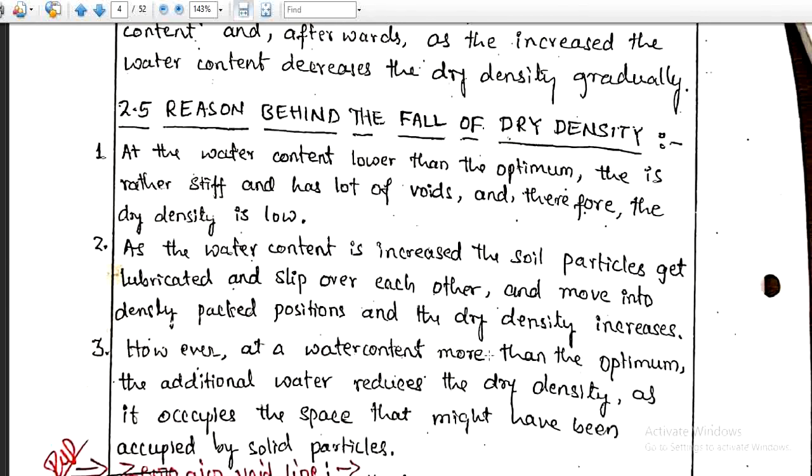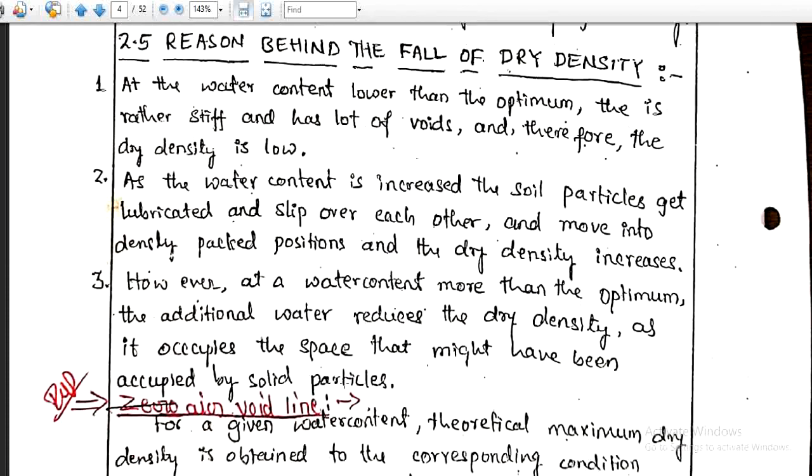However, at water content more than the optimum moisture content, addition of water reduces the dry density as it occupies the space that might have been occupied by soil particles. So the space which was about to be occupied by soil particles will be occupied by the water, and hence density decreases. So this is the reason behind the fall.